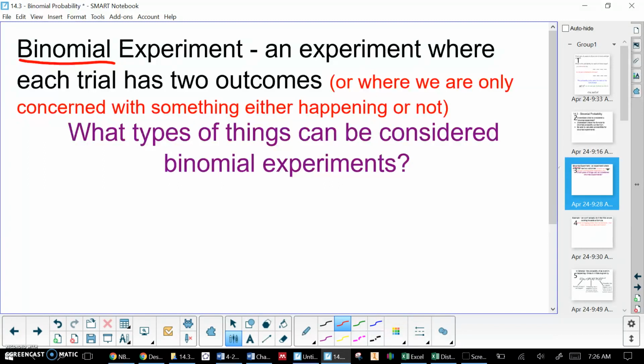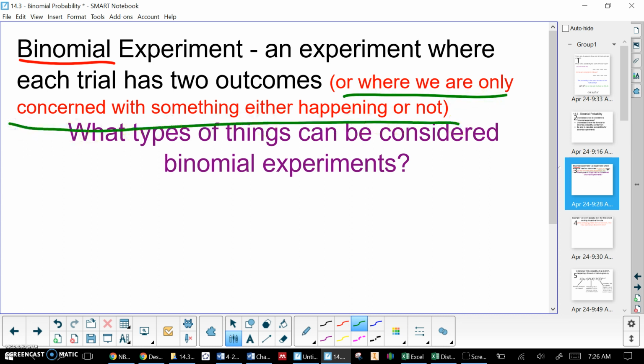We also have things like drug trials where we consider something either a success or a failure. And so in general, what we want to happen, we consider a success, and the thing we're not concerned about, we consider a failure. Now, we can also consider some other things binomial experiments as long as we're willing to limit ourselves to the case where something either happens or it doesn't.